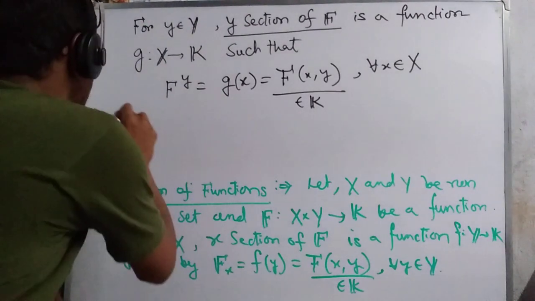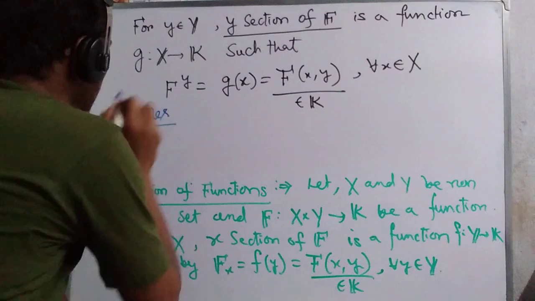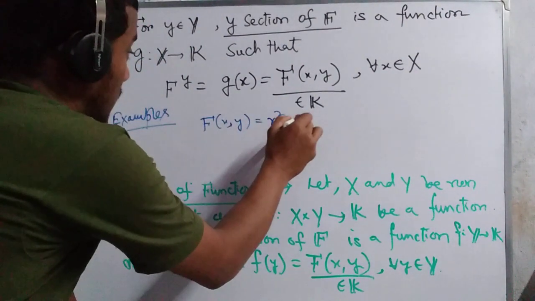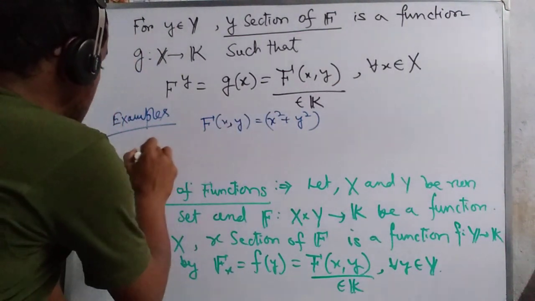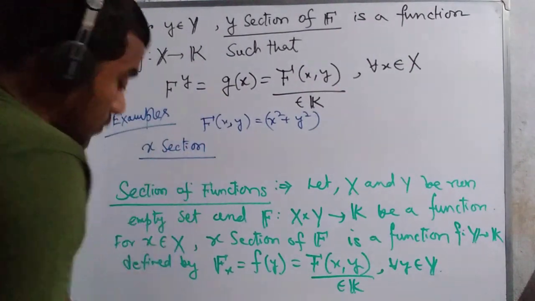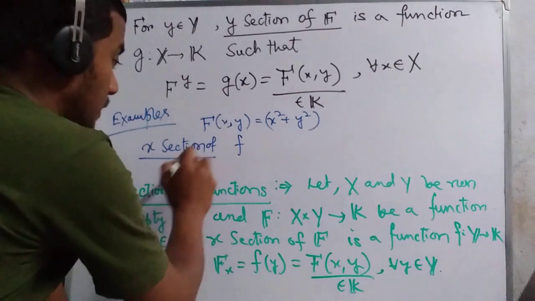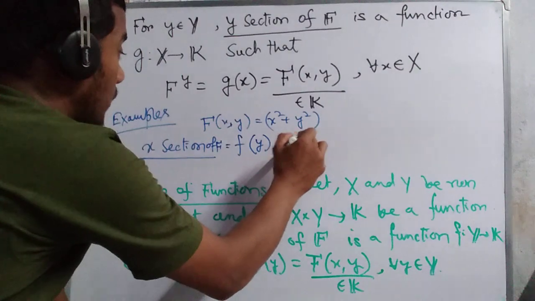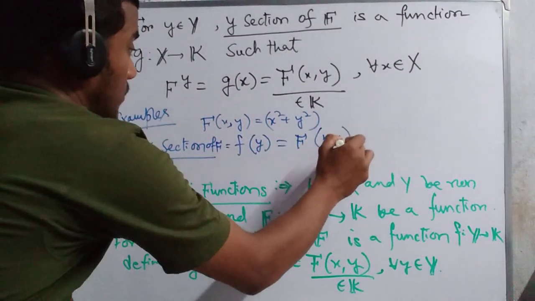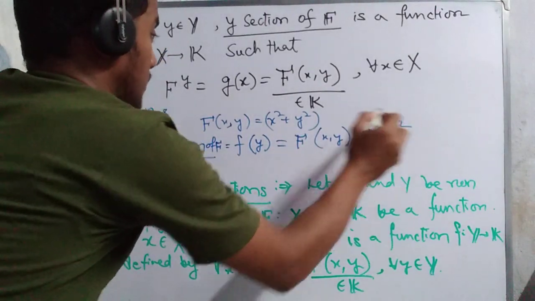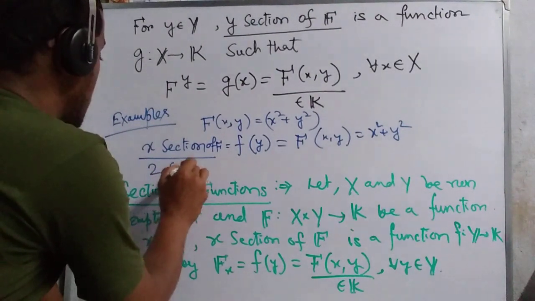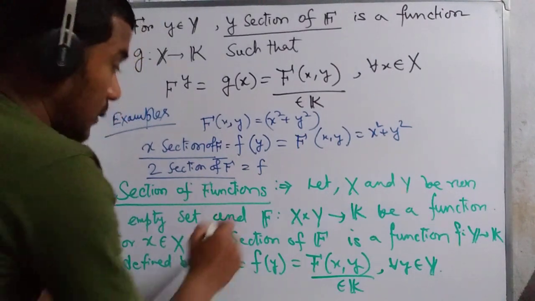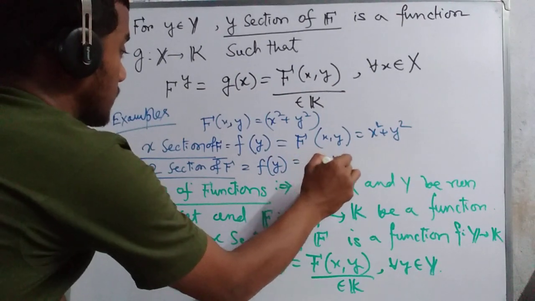Now we talk about some examples. We write an example. First, f(x, y) equals x squared plus y squared, and the x section of f is f(y) equal to f(x, y), which is x squared plus y squared. Now the 2 section of f equals f(y) equal to 4 plus y squared.